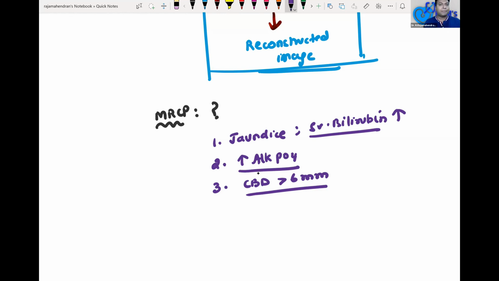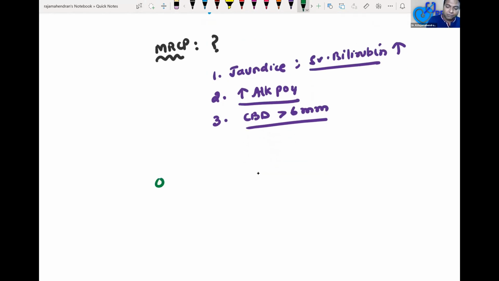So to be practical, if you have a good setup, what does that mean? If I have on-table intraoperative cholangiogram, if I have facilities for on-table intra-op cholangiogram.